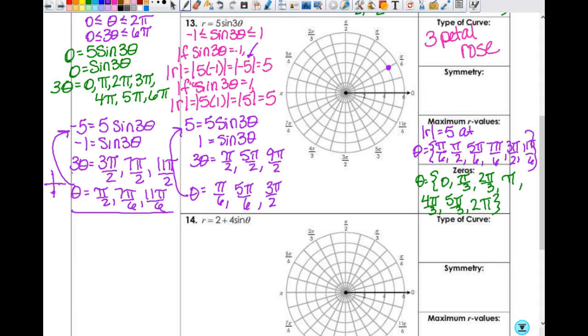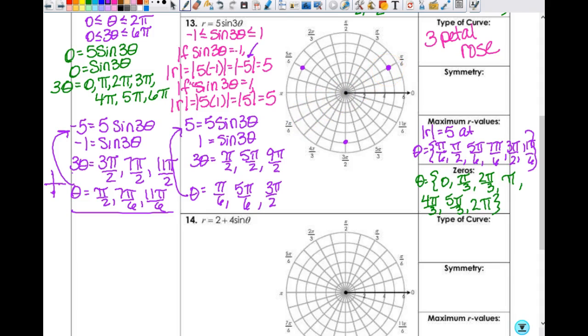My next one is pi halves. Pi halves goes with the negative 5. So at pi halves, I have a radius of negative 5, and I'm down here. Then I go to 5 pi sixths. 5 pi sixths has a positive 5 radius. Then at 7 pi sixths, I have a negative 5, and I'm starting to repeat.